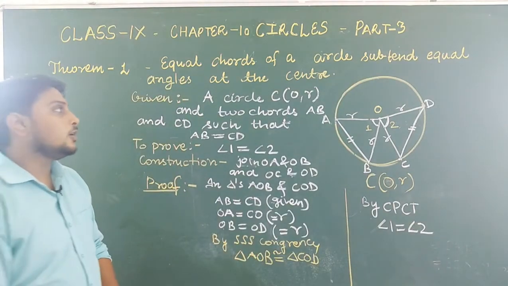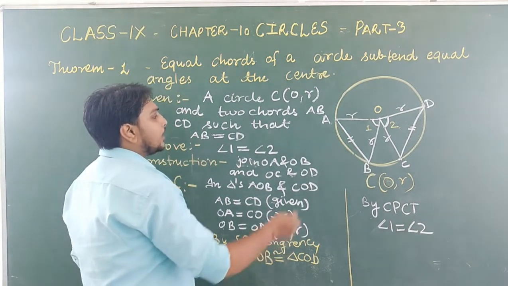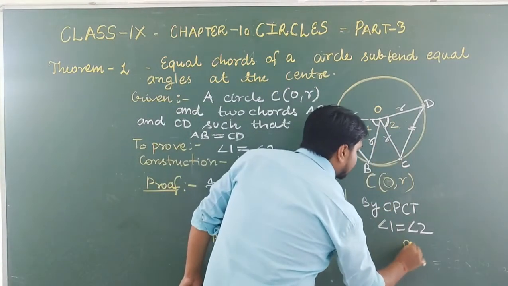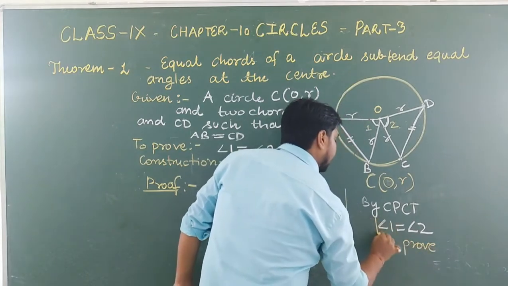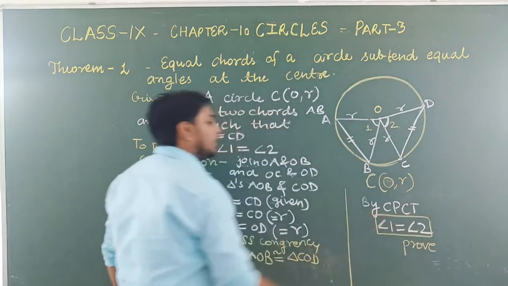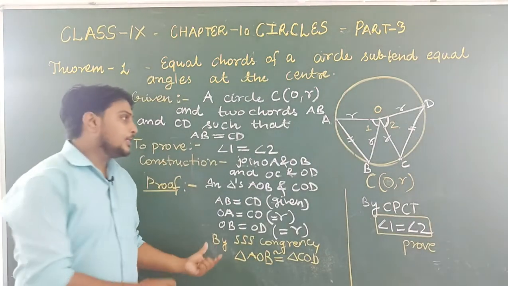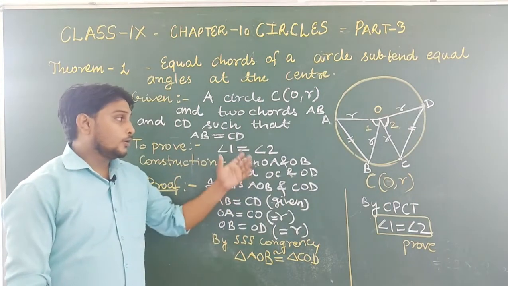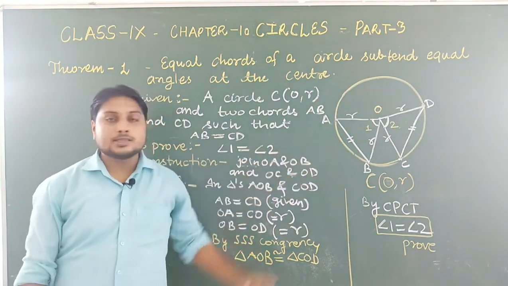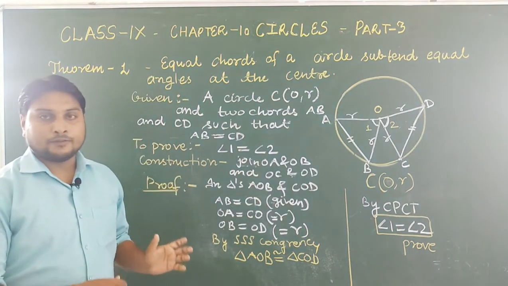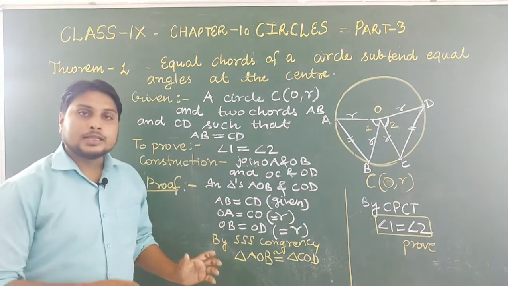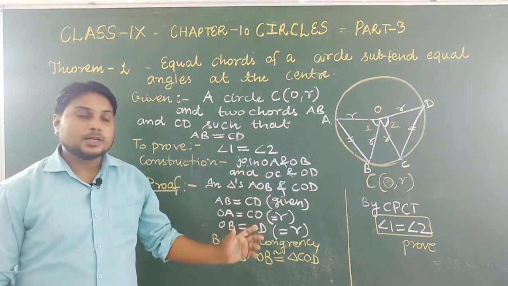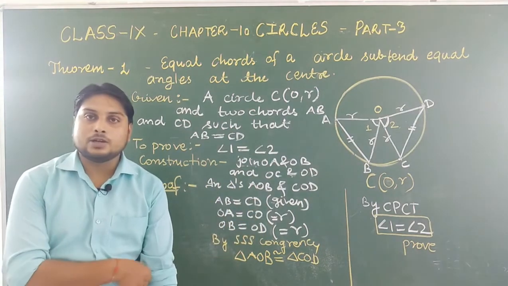So angle 1 is equal to angle 2, it is clear that the angles subtended by the chords are equal. So this is what was to be proved: angle 1 is equal to angle 2. Very easy proof of this theorem, students. You only have to prove the two triangles congruent. Once you have proved that, then by CPCT we can easily say that their corresponding parts will be equal, meaning angle 1 will be equal to angle 2.